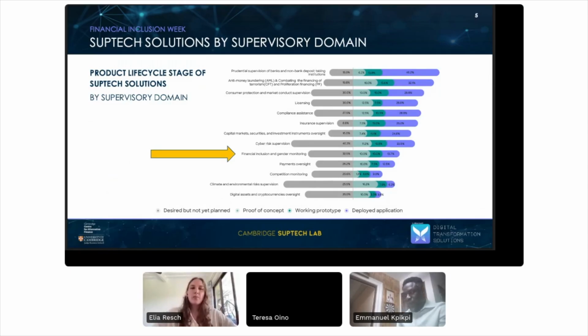Specifically, about 33% of authorities report that they're already using SupTech for financial inclusion or financial health monitoring. That means a third of all supervisors who are leveraging SupTech are using it for financial inclusion, meaning financial inclusion is not an afterthought for them, but it's really becoming a core supervisory priority, and their digital transformation strategy is behind that. An additional third says that it's desired, but not yet planned. Often these inclusion-focused tools go hand in hand also with consumer protection or payments oversight, so making sure that the financial system is not only stable, but also fair and accessible.